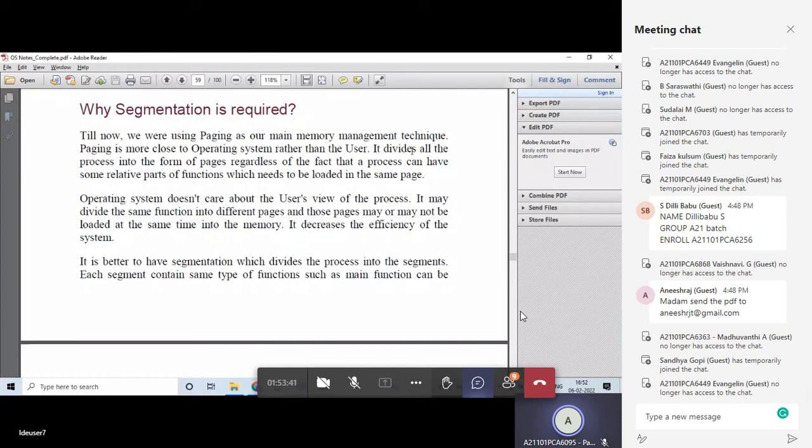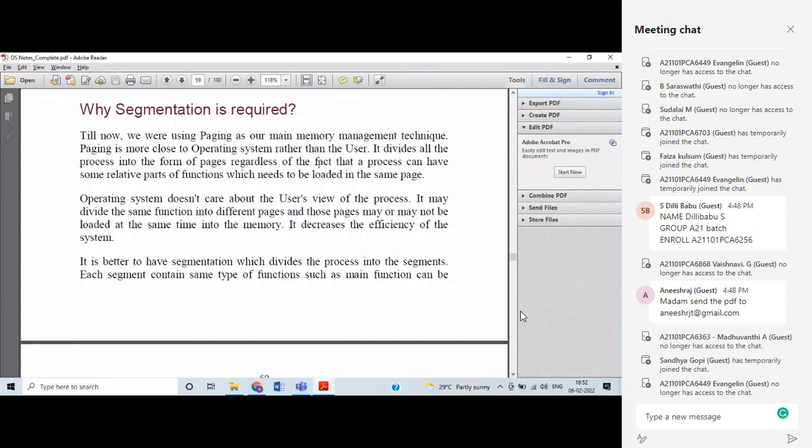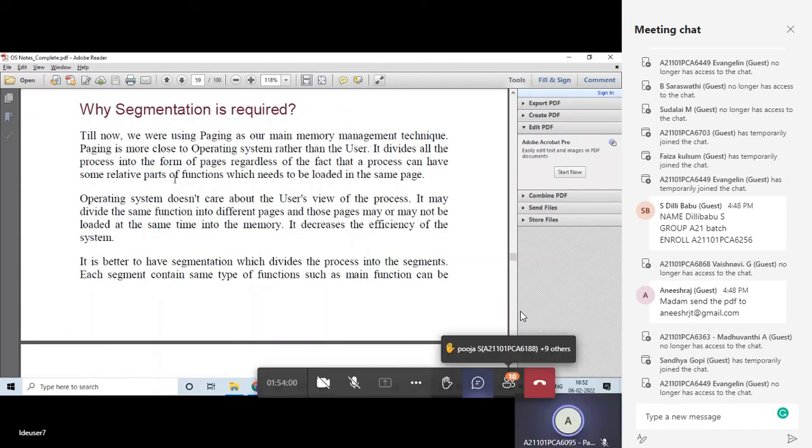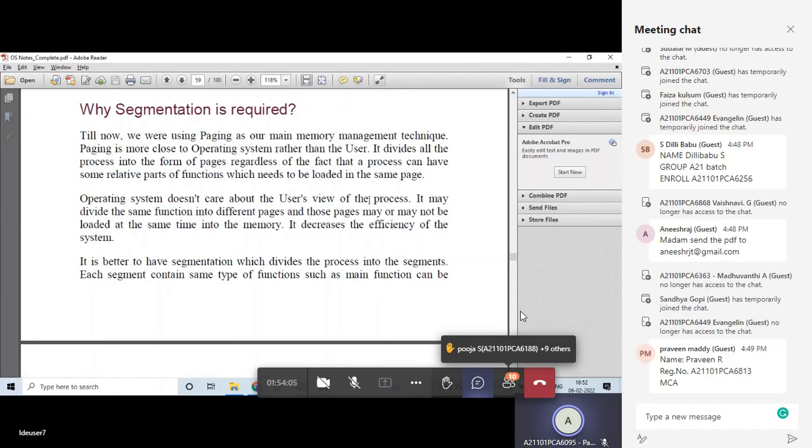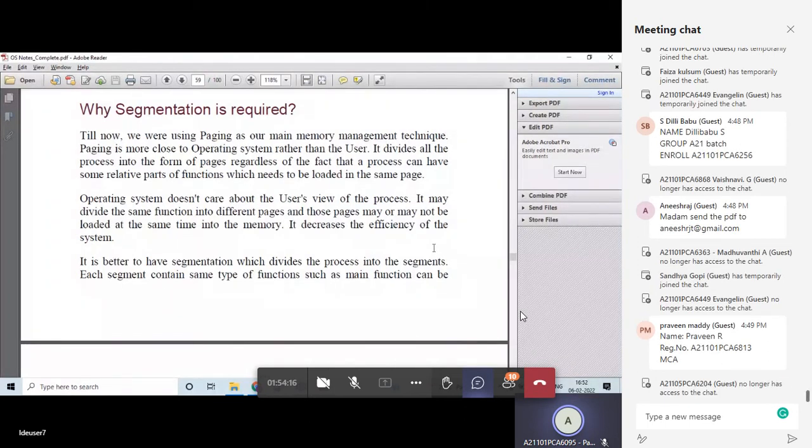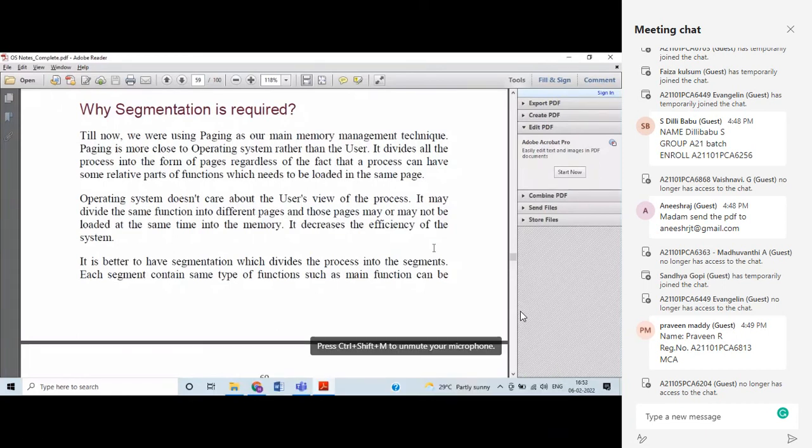Till now we were using paging as our main memory management technique. Paging is very close to the operating system rather than the user or the programmer. It divides the process into pages, but the operating system does not care about the programmer's view. So if we want to store the process and its related programs in a single space, contiguously, how can we store the process?